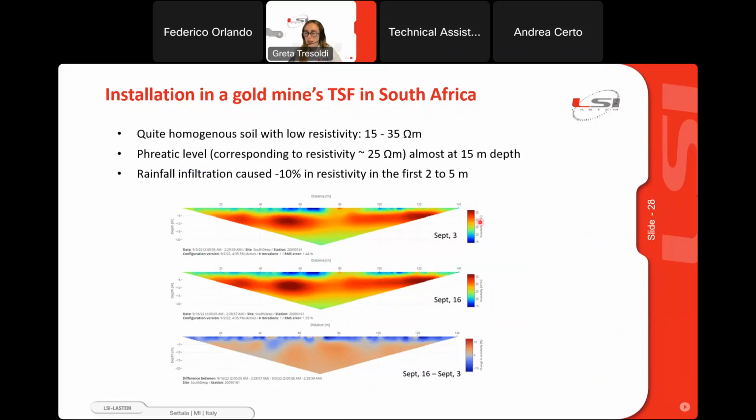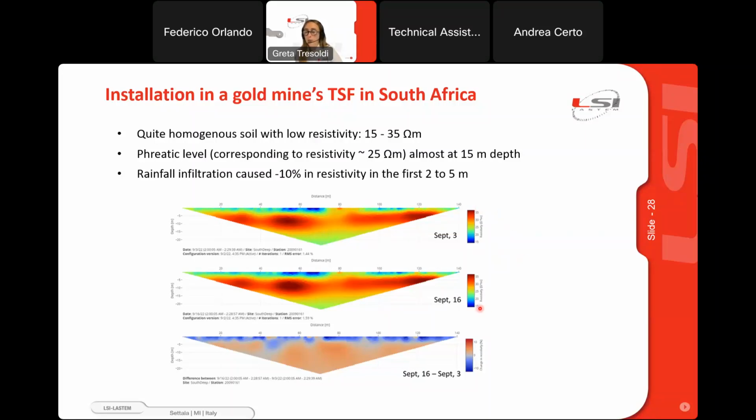In this case, we have a quite homogeneous soil. If you look at the resistivity scale, the values range between 15 and 35 ohm per meter, so values are quite similar. We notice that the surface is a little bit wetter, so we have lower resistivity values. At site we don't have a piezometer, but we know that the groundwater level is almost at 15 meters depth. So it's almost here, where we see these values of 25 ohm per meter.